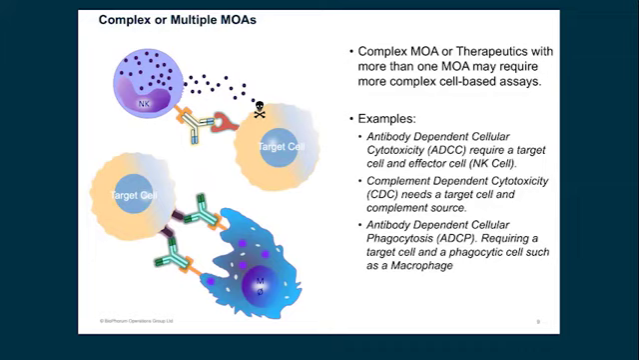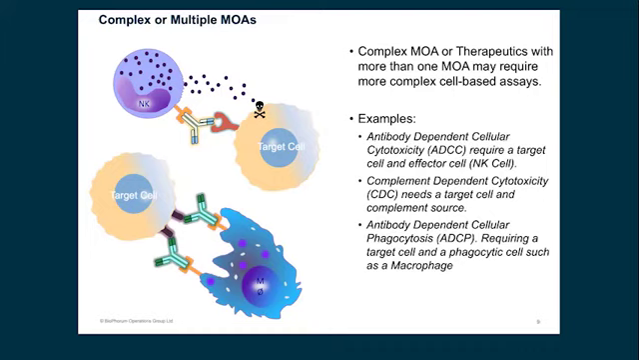Here we have cartoons of complex or multiple mechanisms of action. These might include ADCC activity, CDC, or ADCP activity. Typically, these MOAs include multiple cell types, multi-specific candidates, and more than one biological effect being induced.